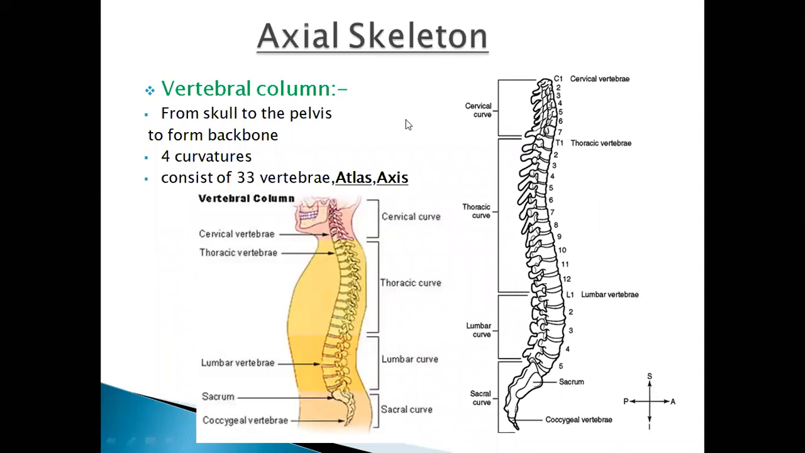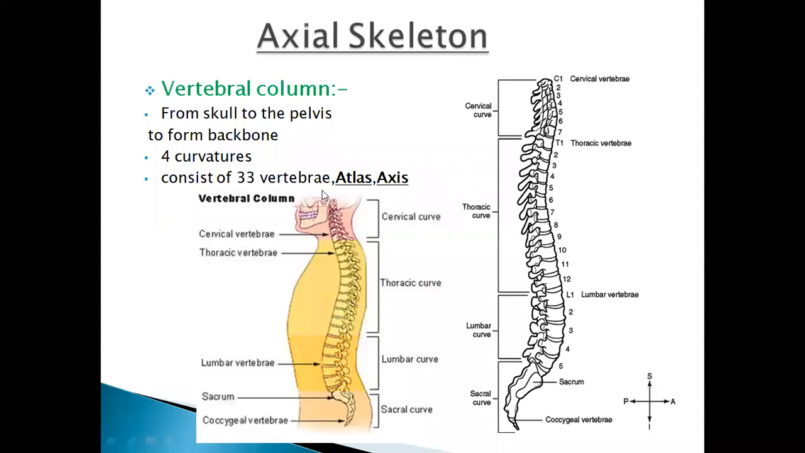Normally the vertebral column has 4 curvatures. What is the meaning of 4 curvatures here? You can see the first one is this region. We have divided them into 4 curves: the first, the second, the third one the lumbar curve, and the fourth one the sacral curve. So these 4 curves are known as the curvatures. Overall, this vertebral column is made up of 33 vertebrae. It means 33 bones are present inside of it.